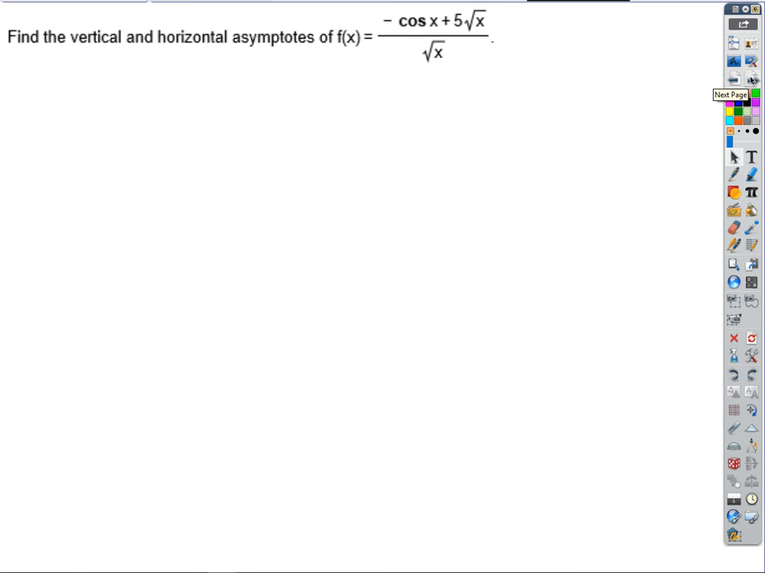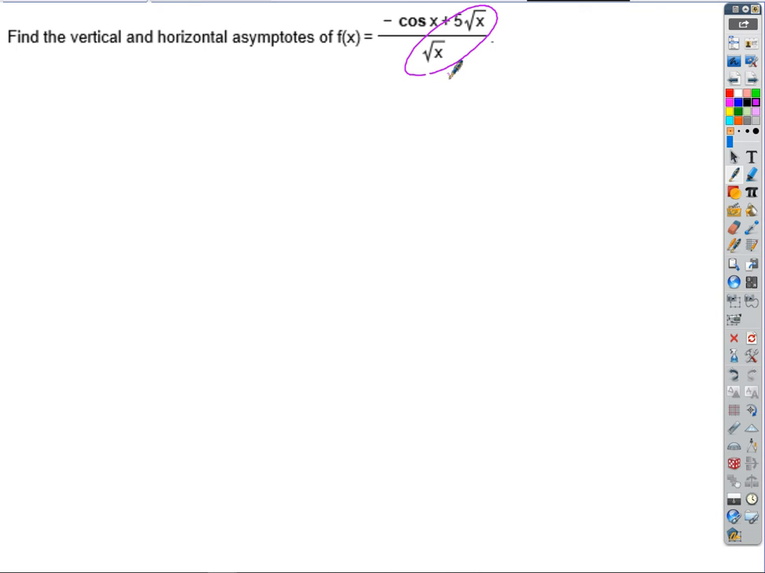Okay. Vertical and horizontal asymptotes. Okay, let's do horizontal. What are the dominant terms on the top and the bottom? What do you think? Square root of x, so you look at those and asymptote 5. Right, okay, so how come we can disregard the cosine x term? It's bounded, right? It's trapped between -1 and 1, so those are the dominant terms.